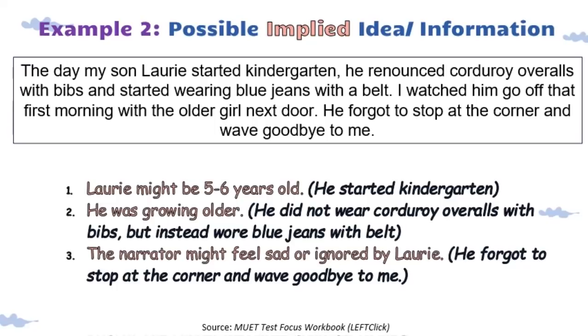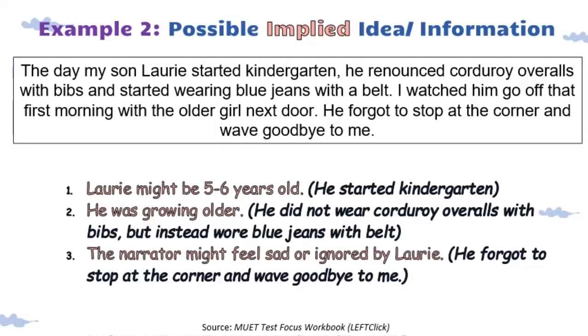So he just started kindergarten, and based on what we know, usually a student in kindergarten is 5 or 6 years old. And he was growing older because he no longer wears corduroy overalls with bibs. Now he's wearing jeans and a belt. And most probably, the narrator might feel sad or ignored by Laurie.